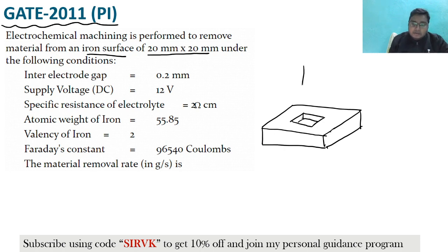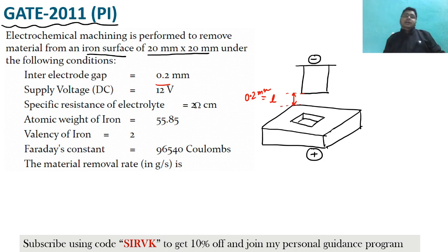Now you have a tool, isn't it? This is a tool, and this tool is connected with the negative terminal, and this workpiece is connected with the positive terminal, isn't it? Now see what is happening. They have an inter-electrode gap of 0.2 mm. This is the distance between the workpiece and the tool, so L is given as 0.2 mm. Now you are supplying 12 volts. The voltage is V, and this is L.